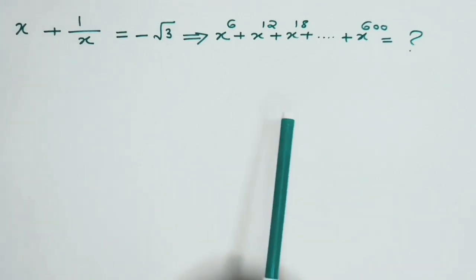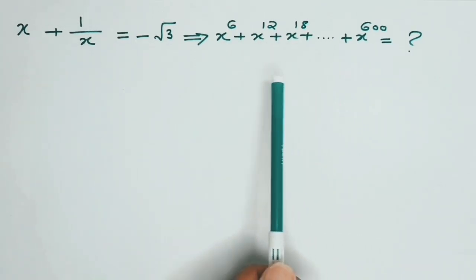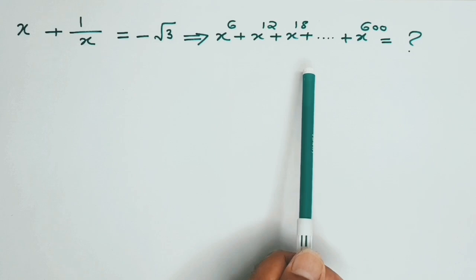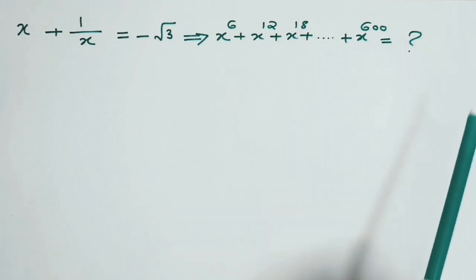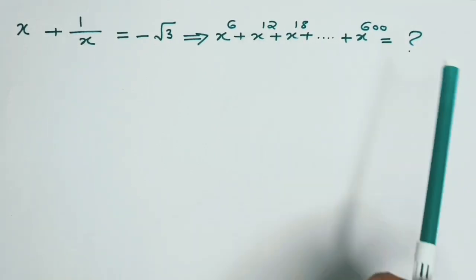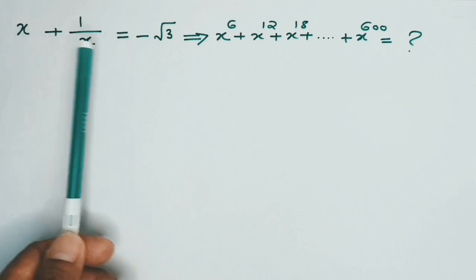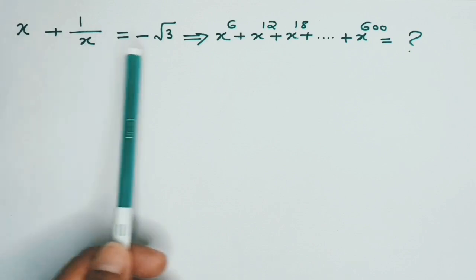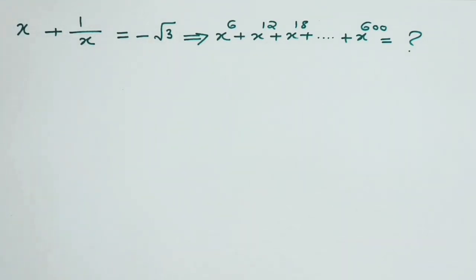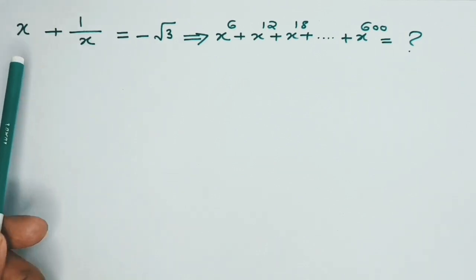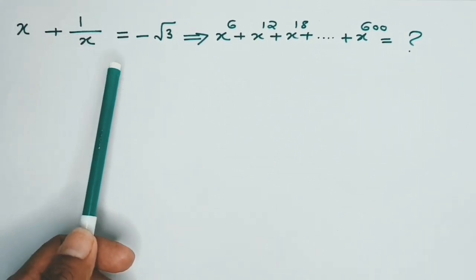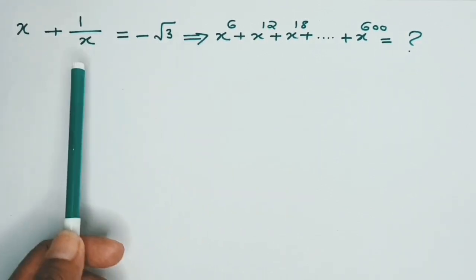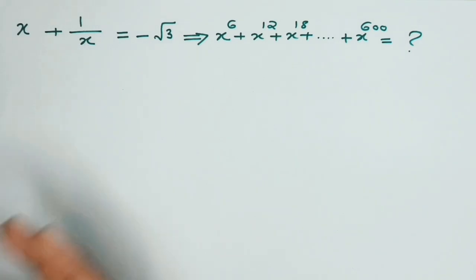We are finding the value of this expression: x to the power of 6, x to the power of 12, x to the power of 18, all the way up to x to the power of 600. There are 100 terms. And there is an equation given to you, and that's to be used in finding the value of this expression. The given equation is x plus 1 over x equals minus square root of 3. So let's begin with the equation.